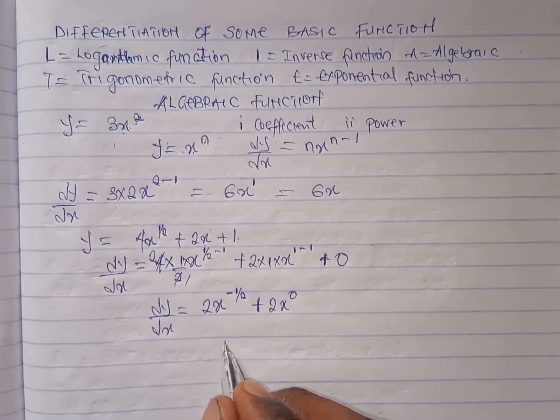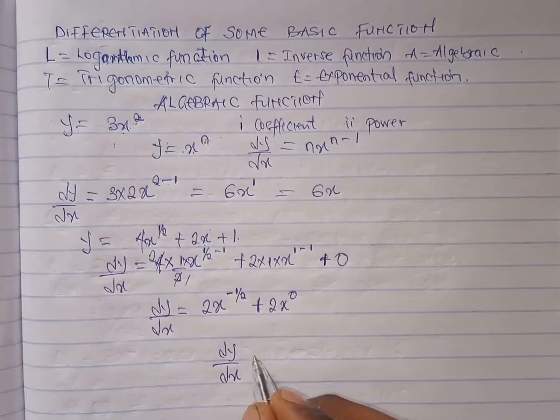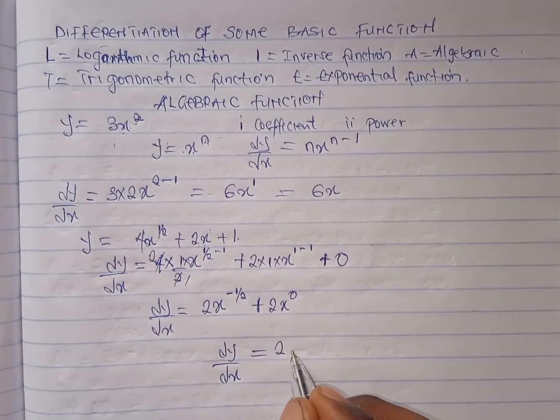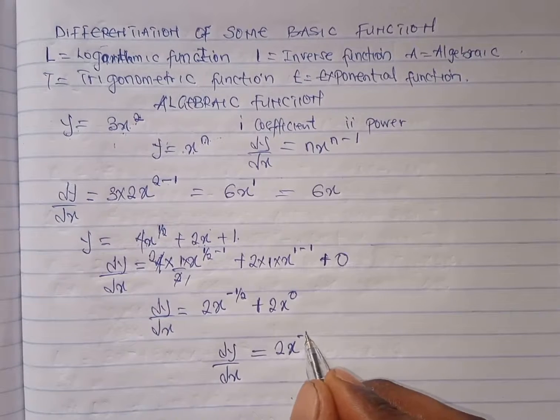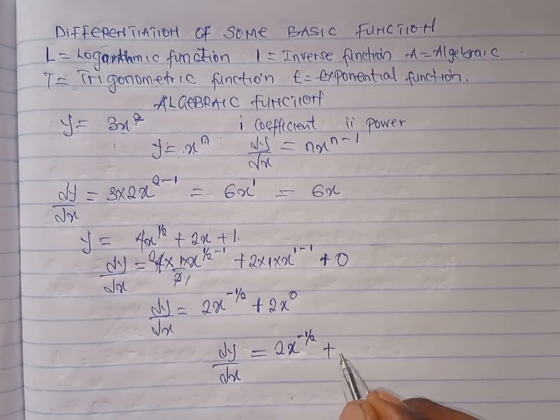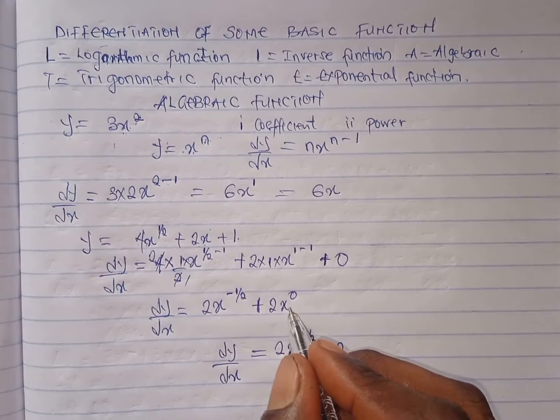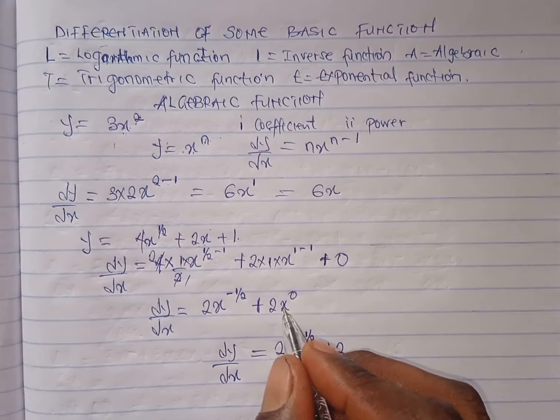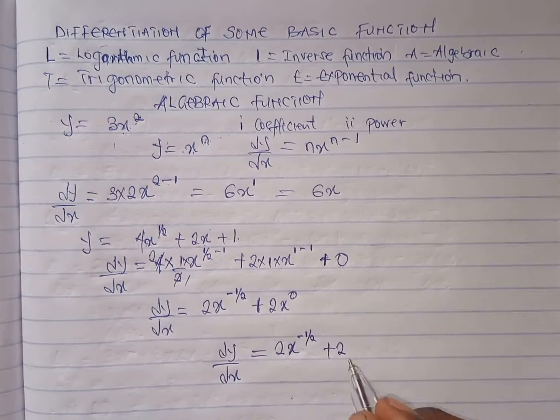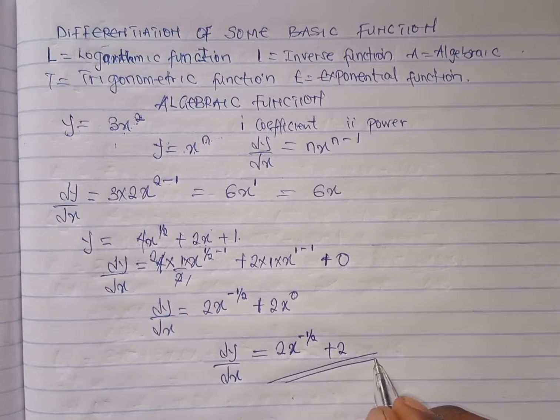Then your dy dx will be equal to what? 2x raised to the power of minus half, then plus 2. Anything raised to the power of 0 is 1. When you check, I did a video on the laws of indices, so anything that is raised to the power of 0 is 1. So that is your answer.